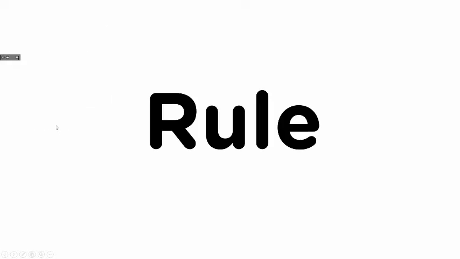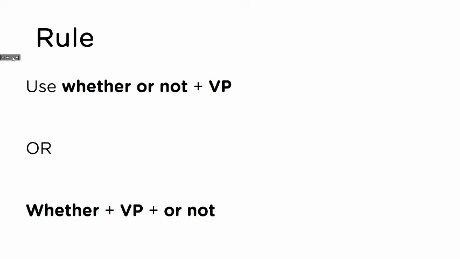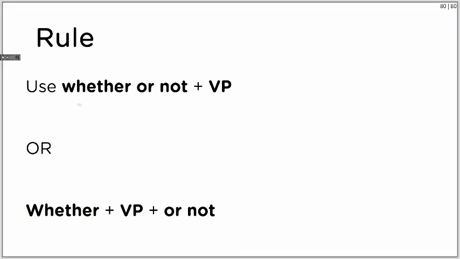So our words are whether or not, and the rule is we use whether or not plus a verb phrase, or we can use whether plus a verb phrase plus or not. Let's take a look at our first example.